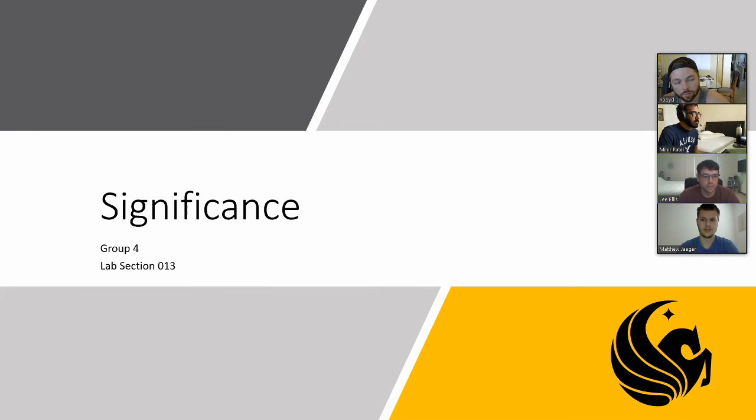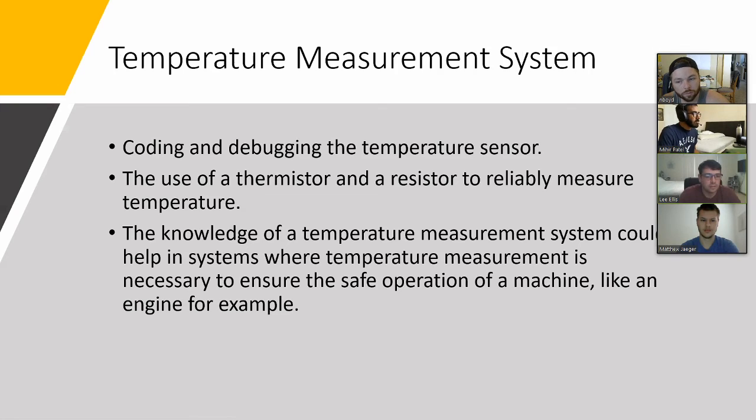Next, we did significance. For the temperature measurement system, the significance was coding and debugging the sensor itself. We also had to use the thermistor and resistor to reliably measure the temperature. And this knowledge of temperature measurement systems could be used in the future to help systems where temperature measurement is necessary to ensure safe operation of machines, like an engine, for example.